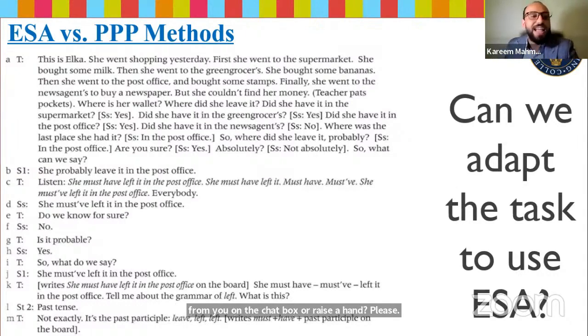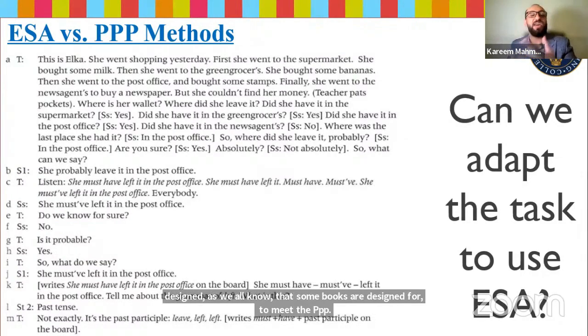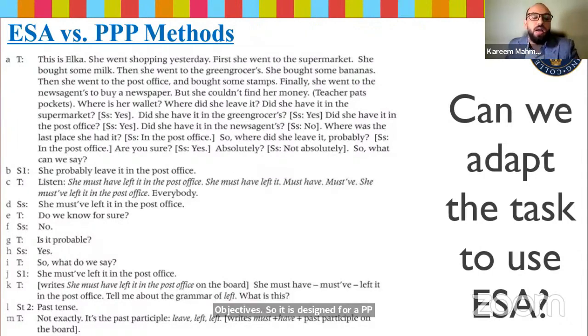So if you have this task in your course book, and it is designed, as we all know that some books are designed to meet the PPP objectives. So it is designed for a PPP implementation, you can tell. How can you adapt this one to use the ESA? How to change the purpose of this activity? Instead of accuracy, you move it and you change it to fluency. Yes, Mr. Mahmoud, please open the microphone.